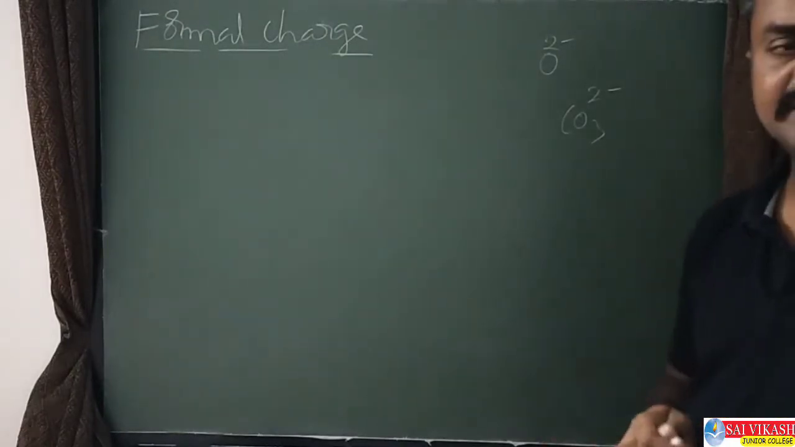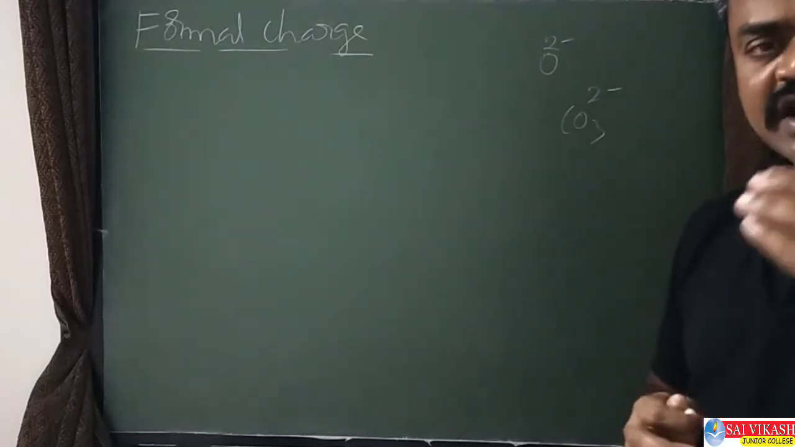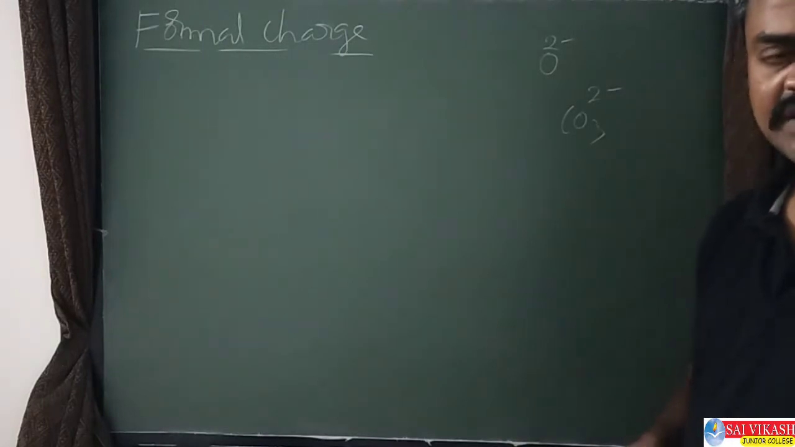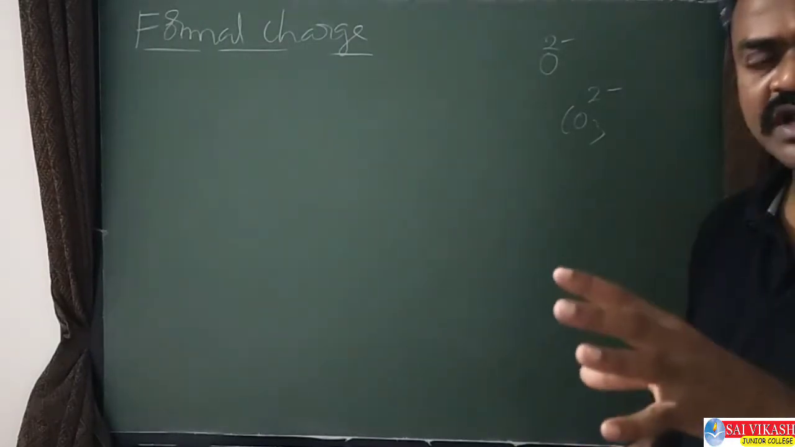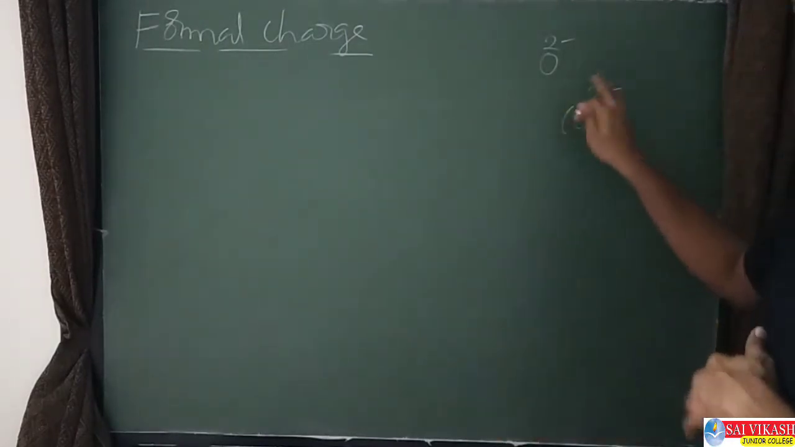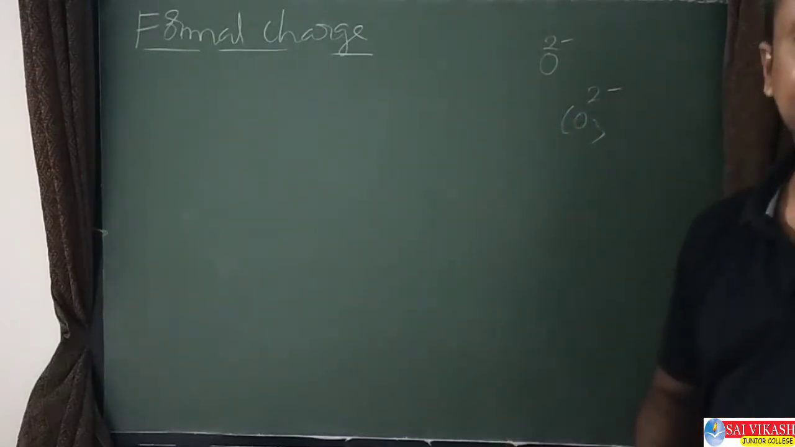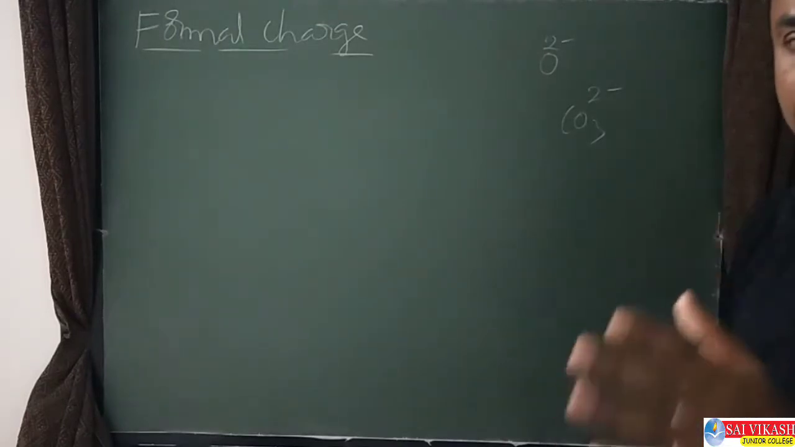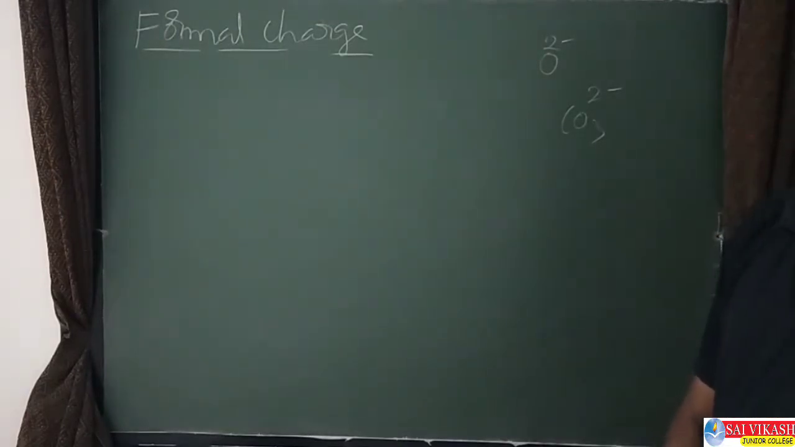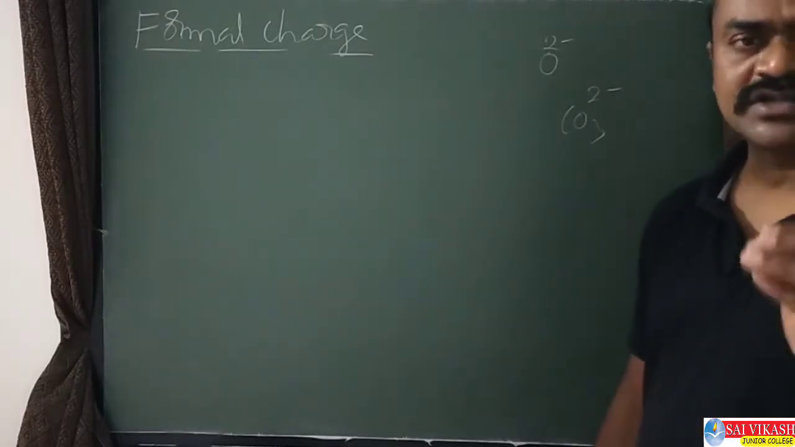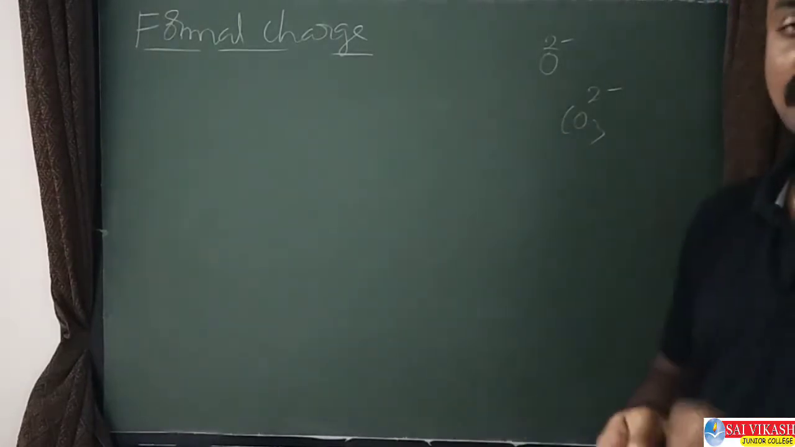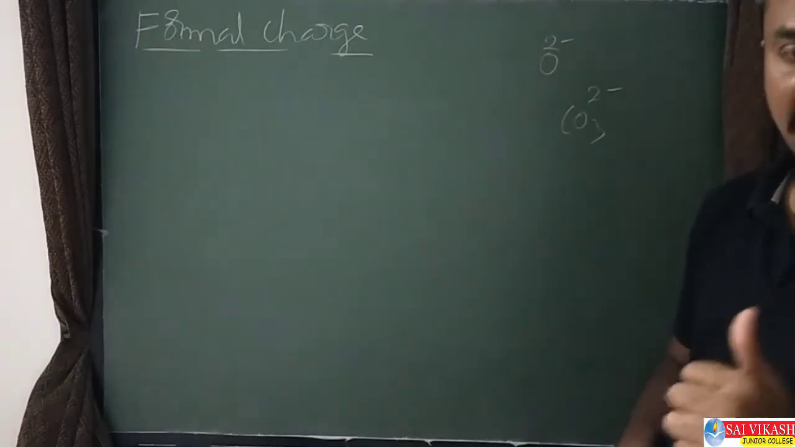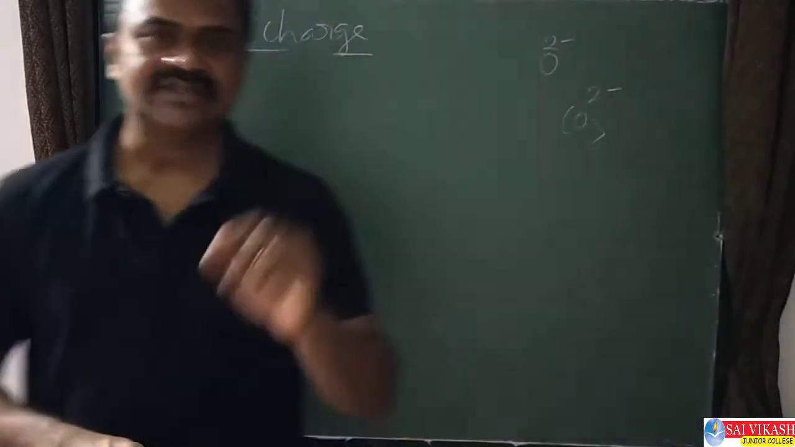But formal charge means the charge of the individual atoms present in the ion. The charge of the individual atoms present in the entire ion is nothing but formal charge. To find this formal charge, Lewis dot structures are useful. By using the Lewis dot structures only, we can find out the formal charge of the individual atoms in the ion. How?